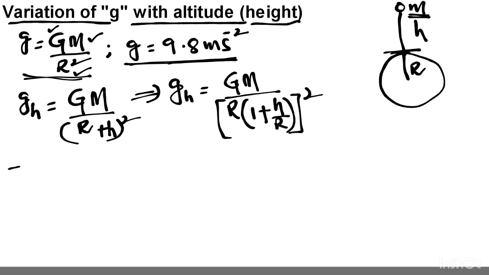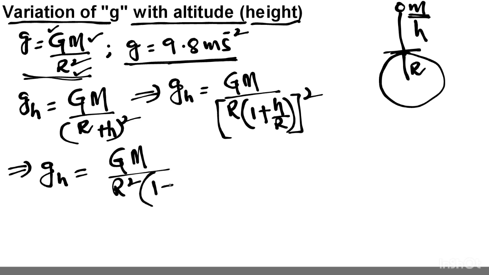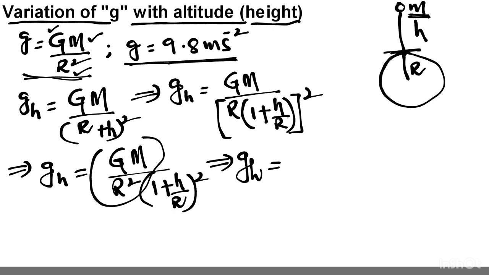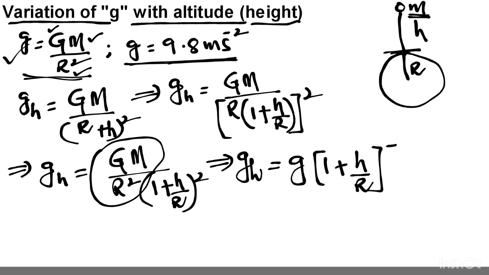From this, gh can be written as capital G, capital M by r square into (1 plus h by r) whole square. This implies gh is equal to, what is capital GM by r square? Capital GM by r square is the acceleration due to gravity g, into (1 plus h by r) whole power minus 2, because it is in the denominator. If it moves up, this plus 2 becomes minus 2.